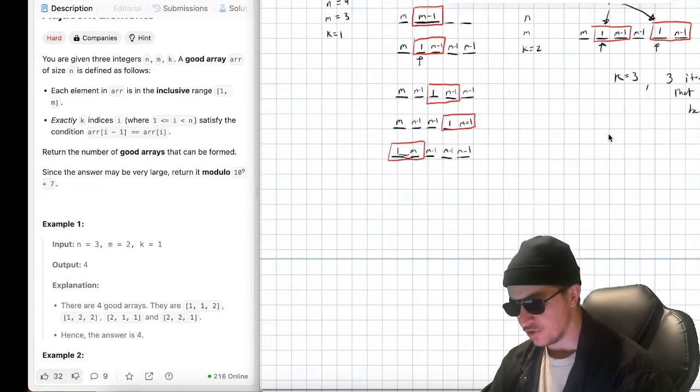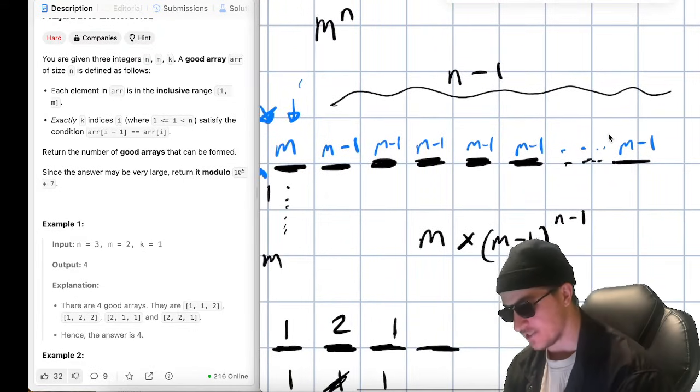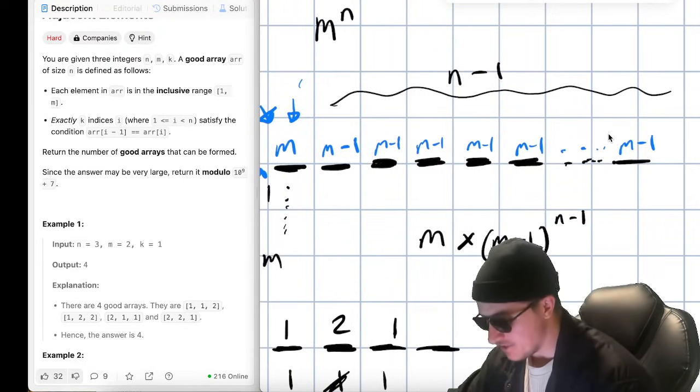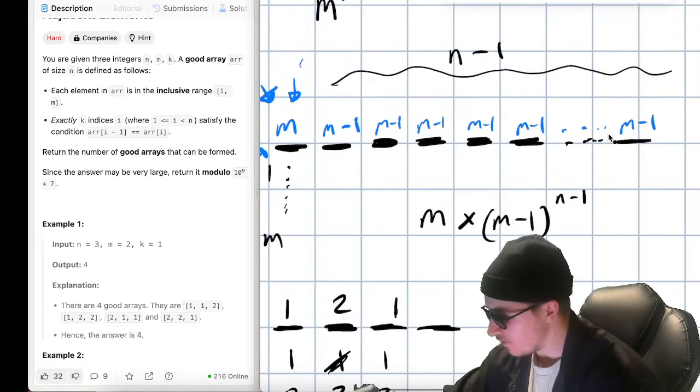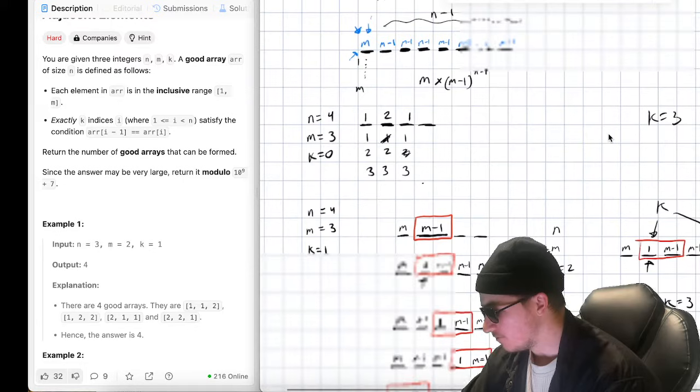So what does that do to our formula from before, right? This was our formula when k was 0. But now, every single time there's a k, we lose a 1.